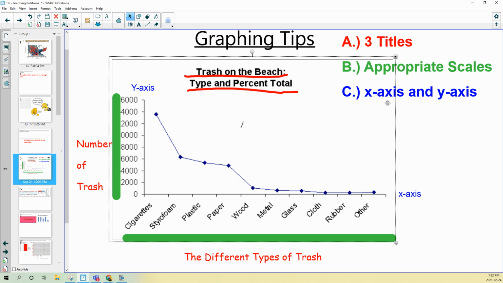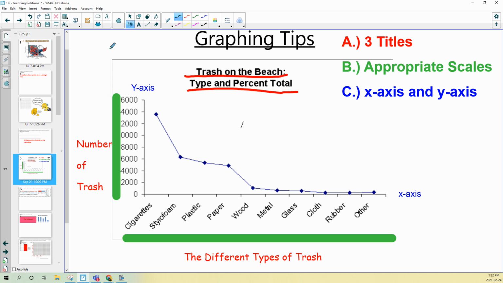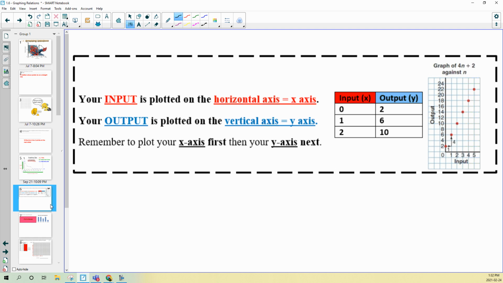Okay. B, appropriate scales. We already mentioned that. C, you need to label your x-axis, which is your horizontal line, and then your y-axis, which is your vertical line. One way in which I remember I'm working with the vertical line is it goes down, so that represents my y-axis. This is really, really important. Your input is always on your x-axis, your horizontal line. Your output, on the other hand, is your vertical.